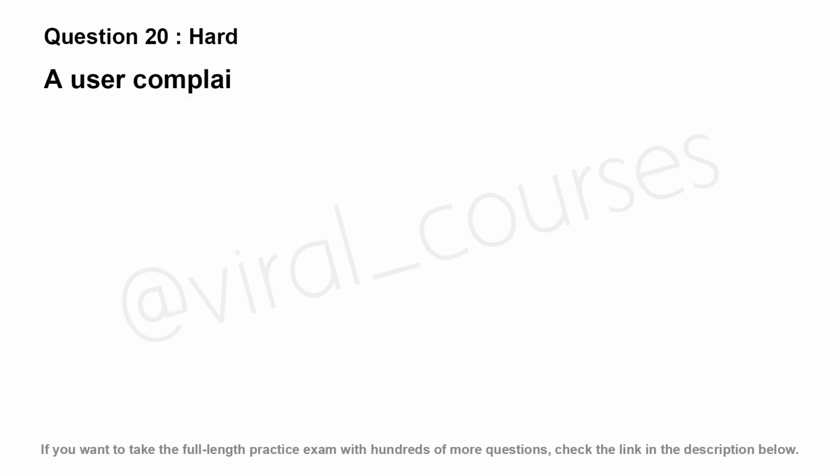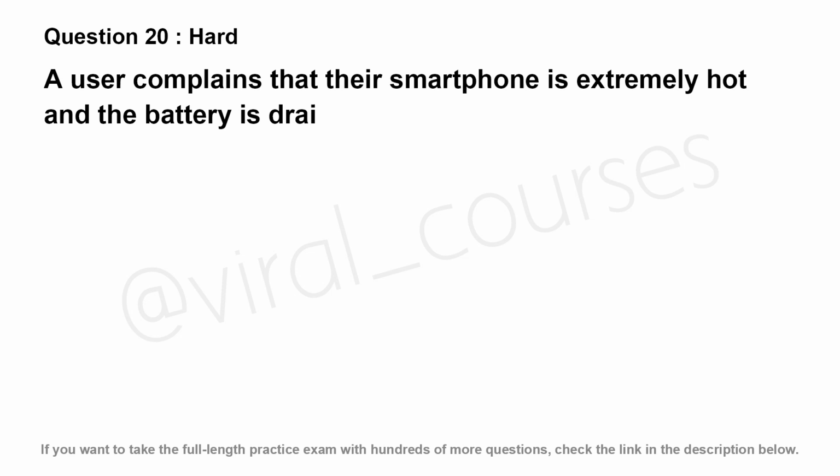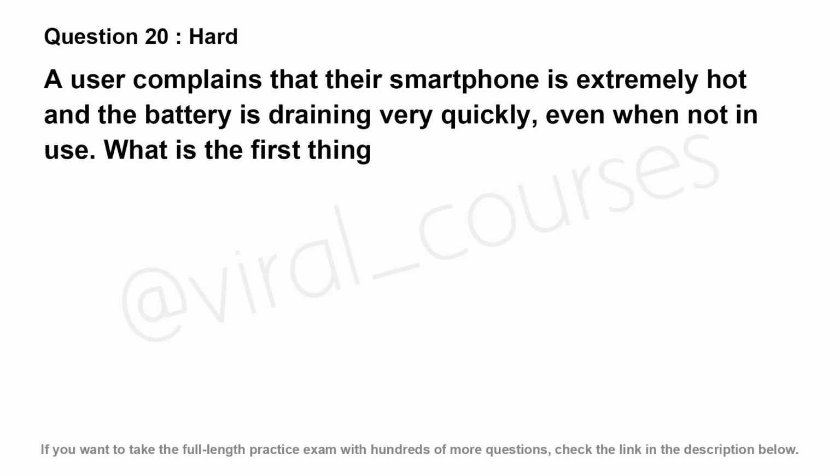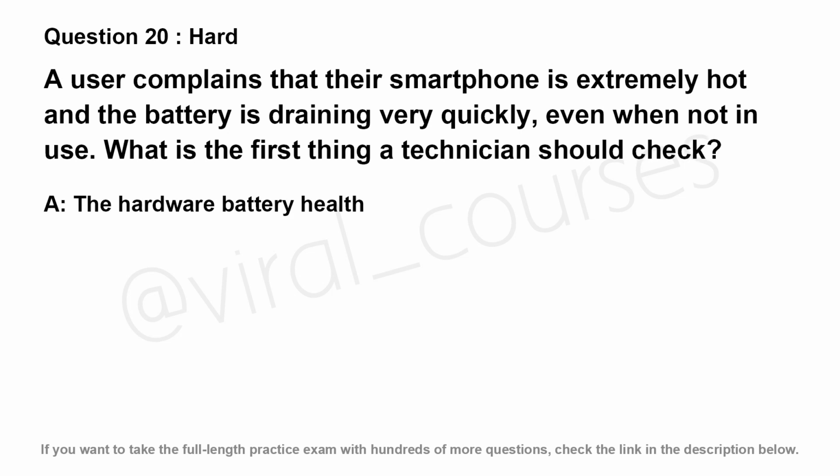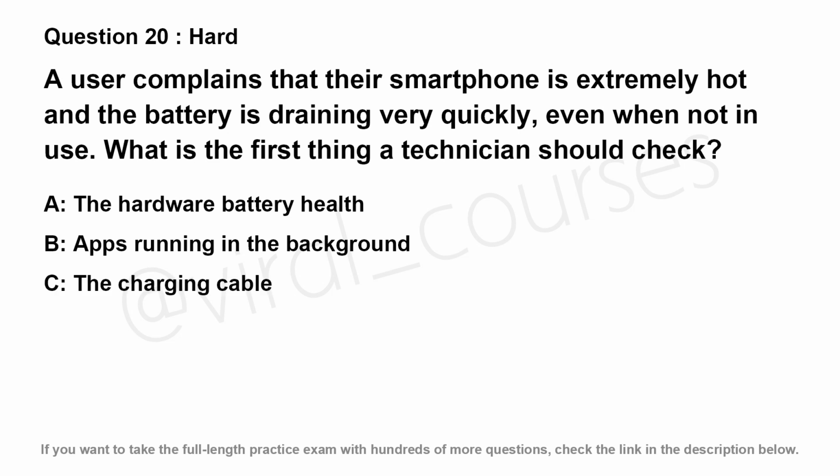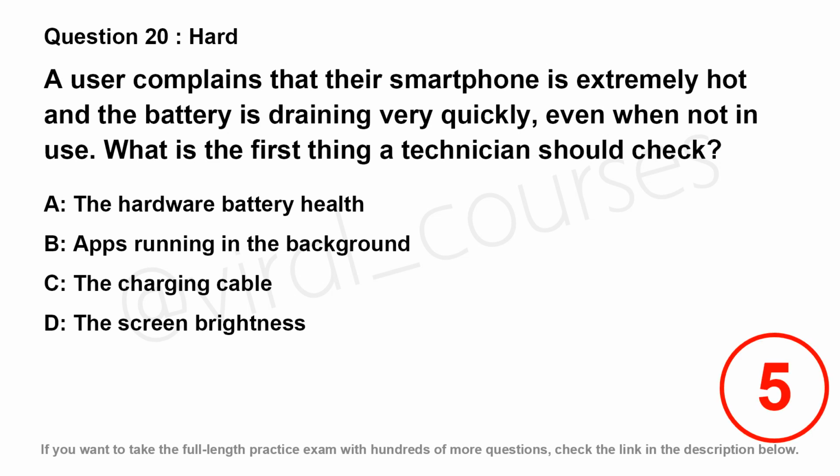A user complains that their smartphone is extremely hot and the battery is draining very quickly, even when not in use. What is the first thing a technician should check? Option A, the hardware battery health. Option B, apps running in the background. Option C, the charging cable. Option D, the screen brightness.